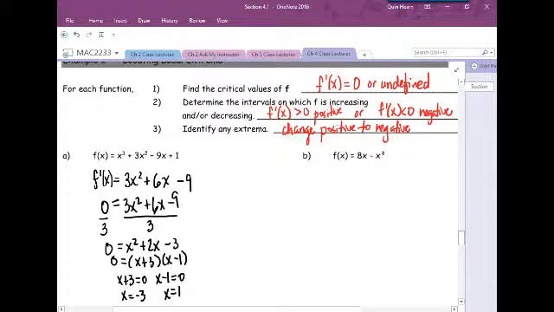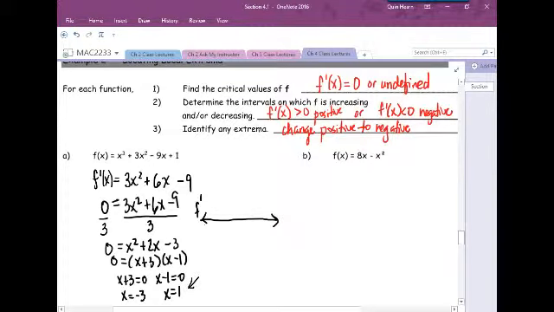All right, so what we do from there is set each factor to 0. So either x is -3 or x is 1. These are the places where the first derivative is equal to 0. So what we do next is determine, remember, where f is increasing or decreasing, and that corresponds to where the first derivative is positive or negative. These are the only places where the sign could change.